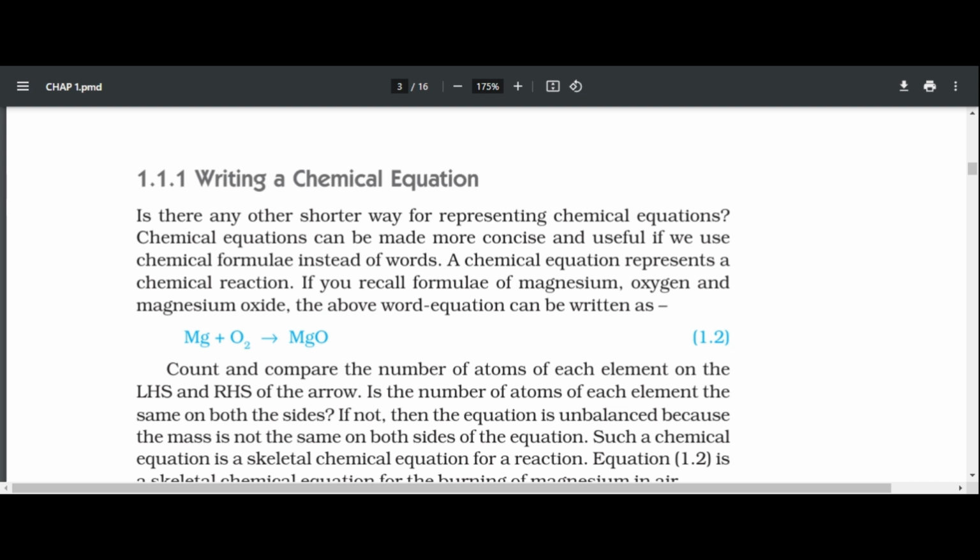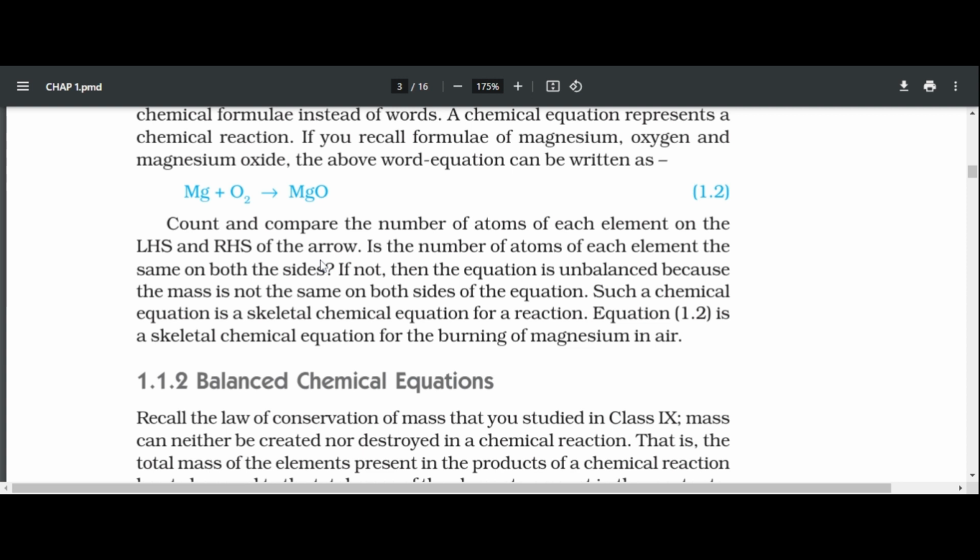If you recall the formulae of magnesium, oxygen and magnesium oxide, the above word equation can be written as Mg + O2 gives MgO. Count and compare the number of atoms of each element on the LHS and RHS of the arrow. Is the number of atoms of each element the same on both sides? If not, then the equation is unbalanced because the mass is not the same on both sides of the equation. Such a chemical equation is a skeletal chemical equation for a reaction. Equation 1.2 is a skeletal chemical equation for the burning of magnesium in air.